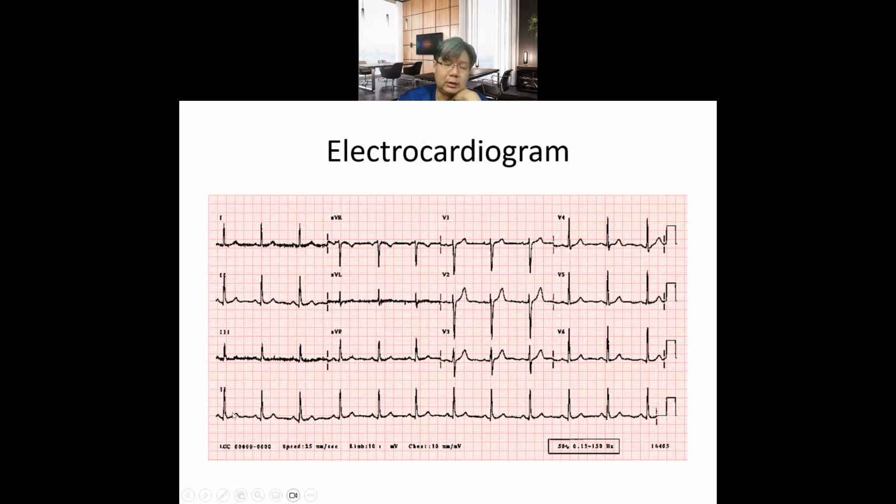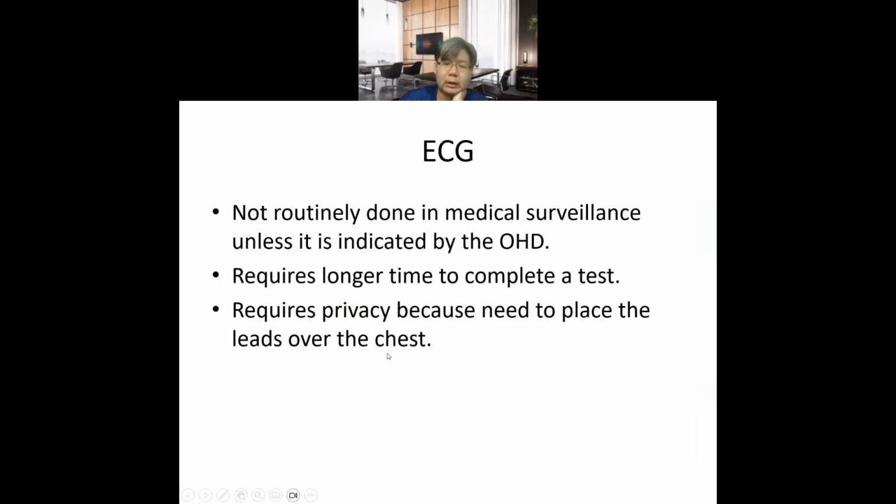ECG is only occasionally done. We check the function depending on what type of condition, so usually we do not do this ECG.